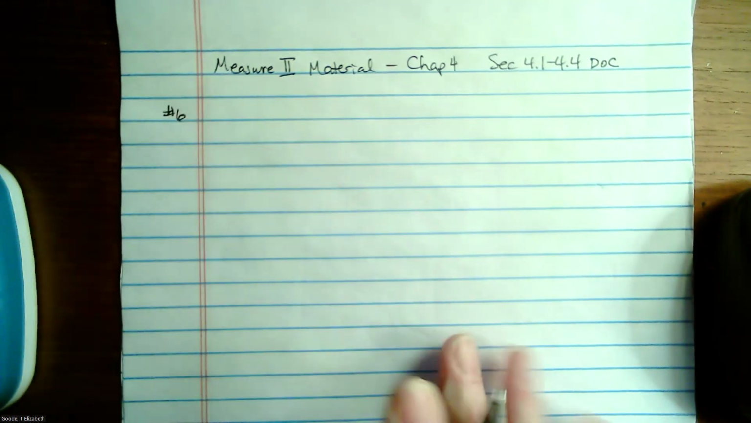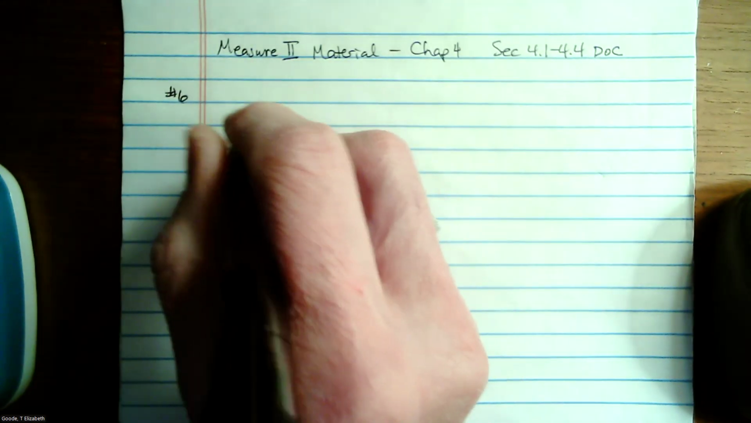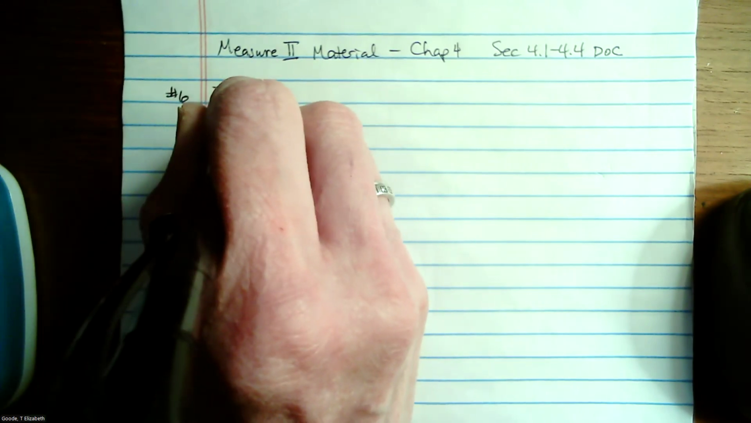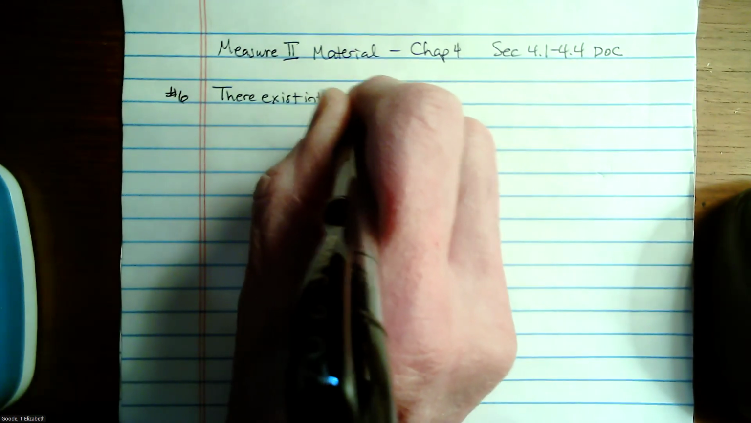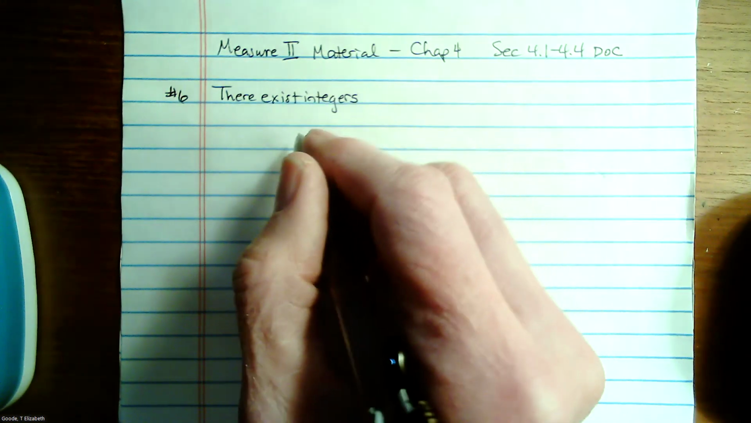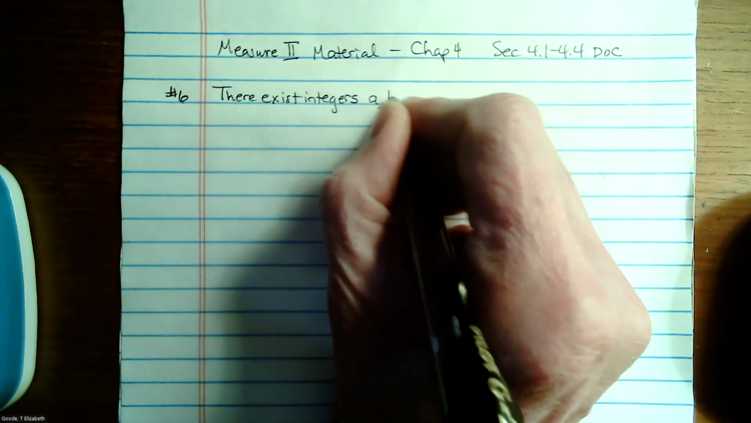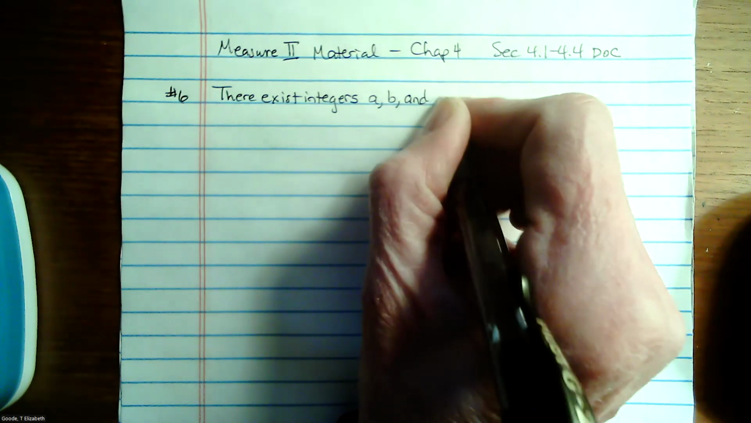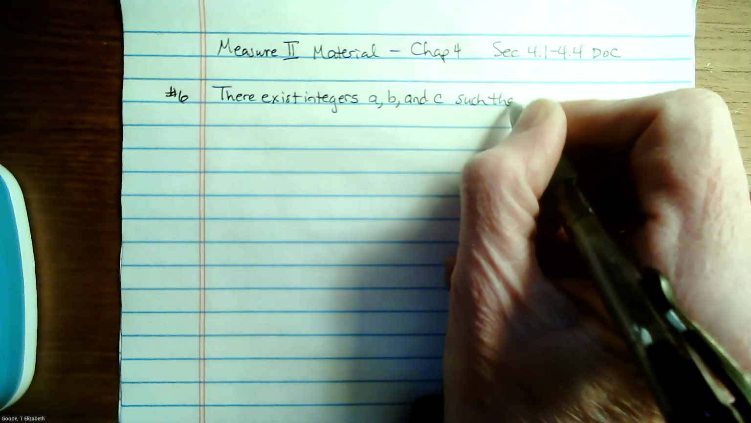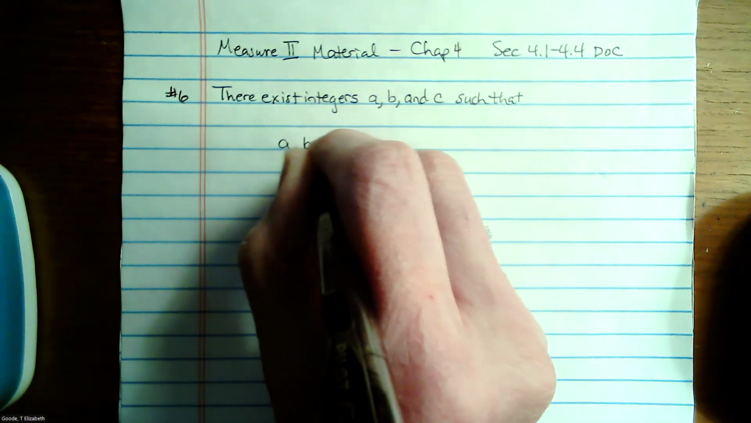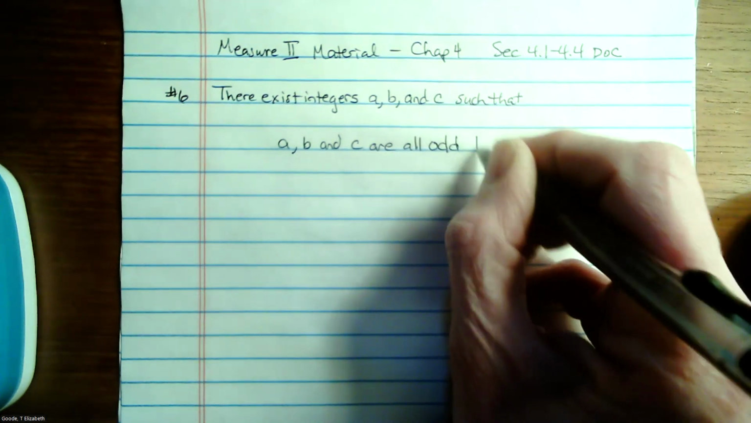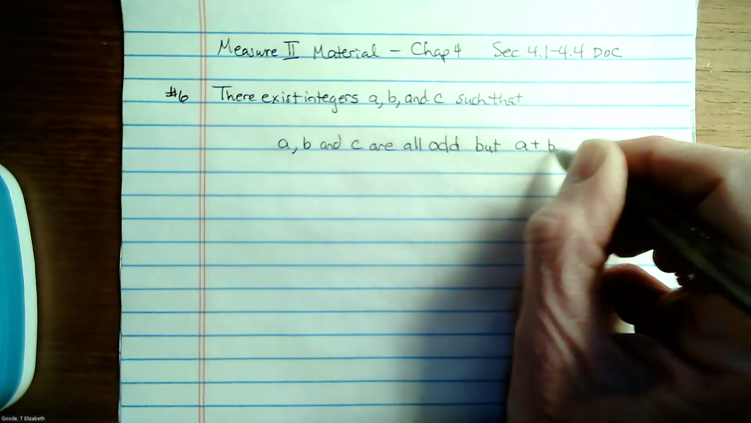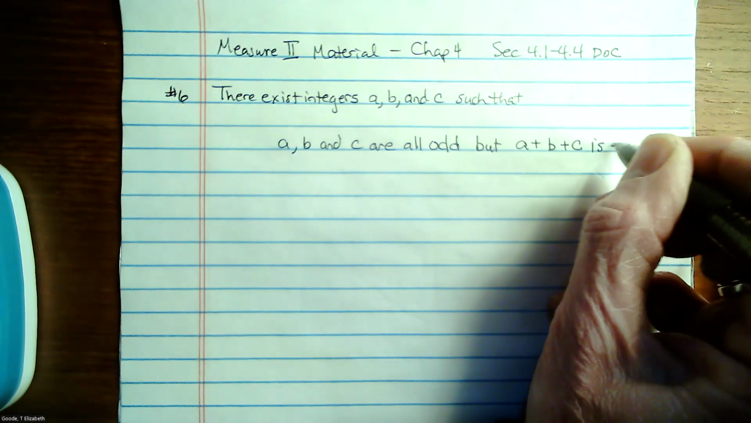So on number 6, we have there exist integers. Will you read it to me? Yes. There exist integers A, B, and C such that A, B, and C are all odd, but I'm sorry, I'm going too fast. You're fine. But A plus B plus C is even.